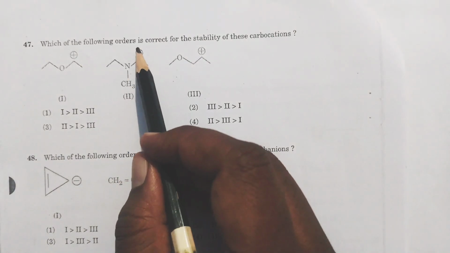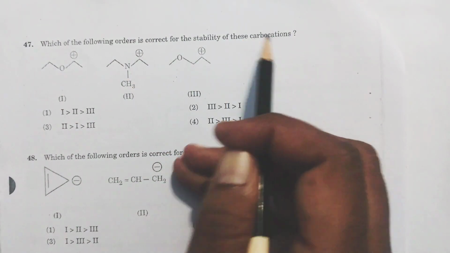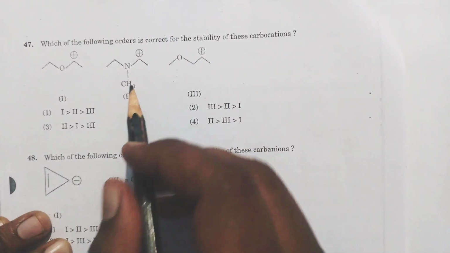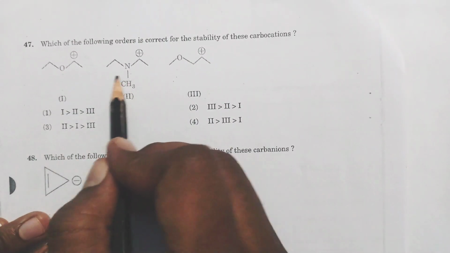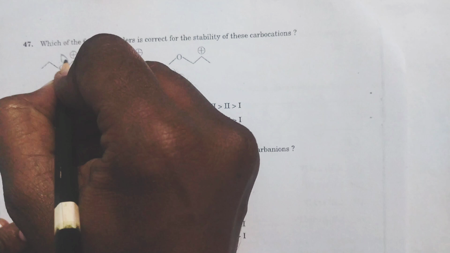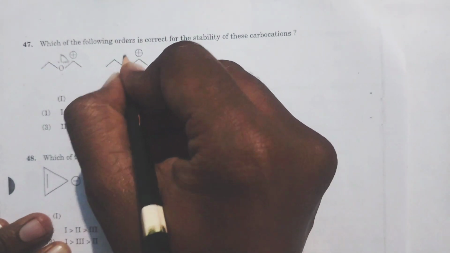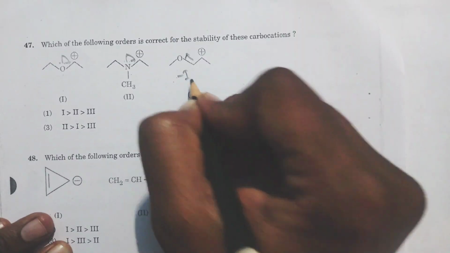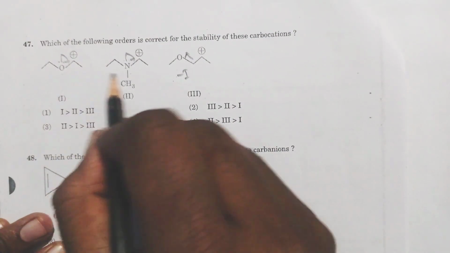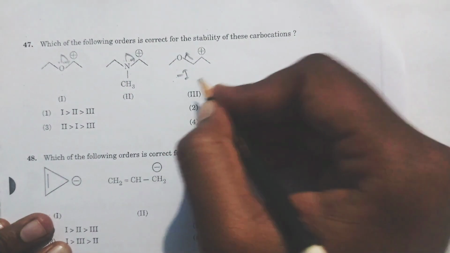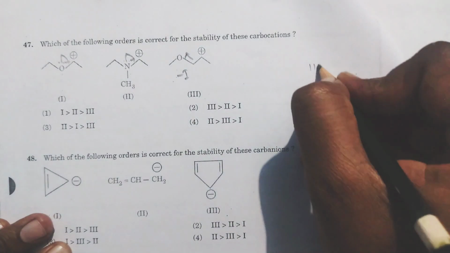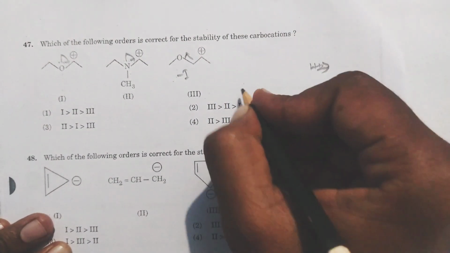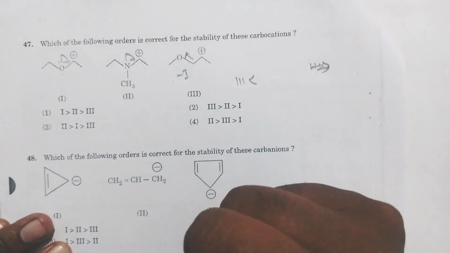Which of the following orders is correct for the stability of these carbocations? So you have to find out the order of stability of these carbocations. In 1 and 2 there is a resonance because of the pair of electrons on the oxygen. But here there is no resonance, and there is a minus I effect. Hence out of these, 3 will be the least stable.